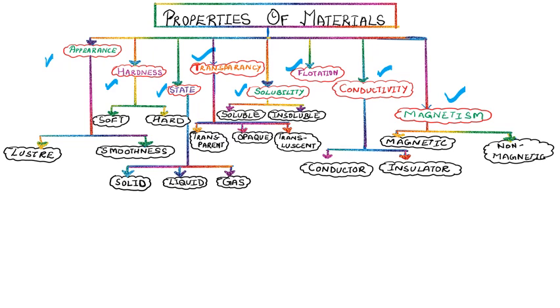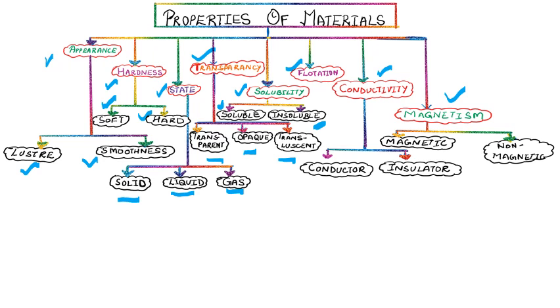Like if we take the example of the property appearance, the material can be lustrous in nature or it can be smooth. According to hardness, the material can be soft or hard. According to state, the material can exist in three states, that is solid, liquid, and gas. According to transparency, the material can be transparent, opaque, or translucent. According to solubility, the material can be soluble or insoluble.